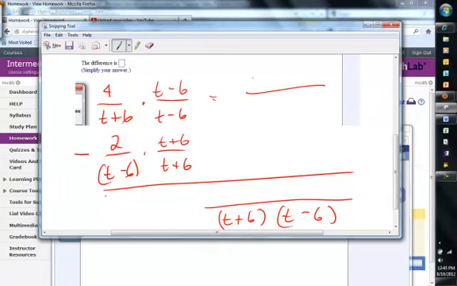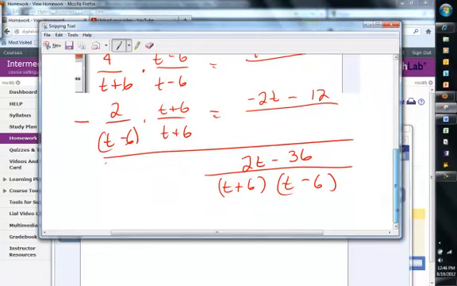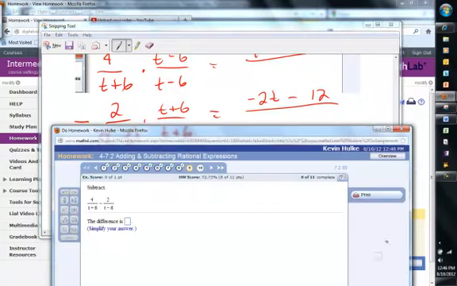And our first numerator becomes 4t minus 24. Leave the denominator, save time. And then negative 2 times t is negative 2t. Negative 2 times 6 is negative 12. 4t minus 2t is 2t. Negative 24 minus 12 more is negative 36. Now we could factor a 2 out of the numerator, but that wouldn't do us any good because it wouldn't have anything to simplify against the denominator. So this will just be our fraction.